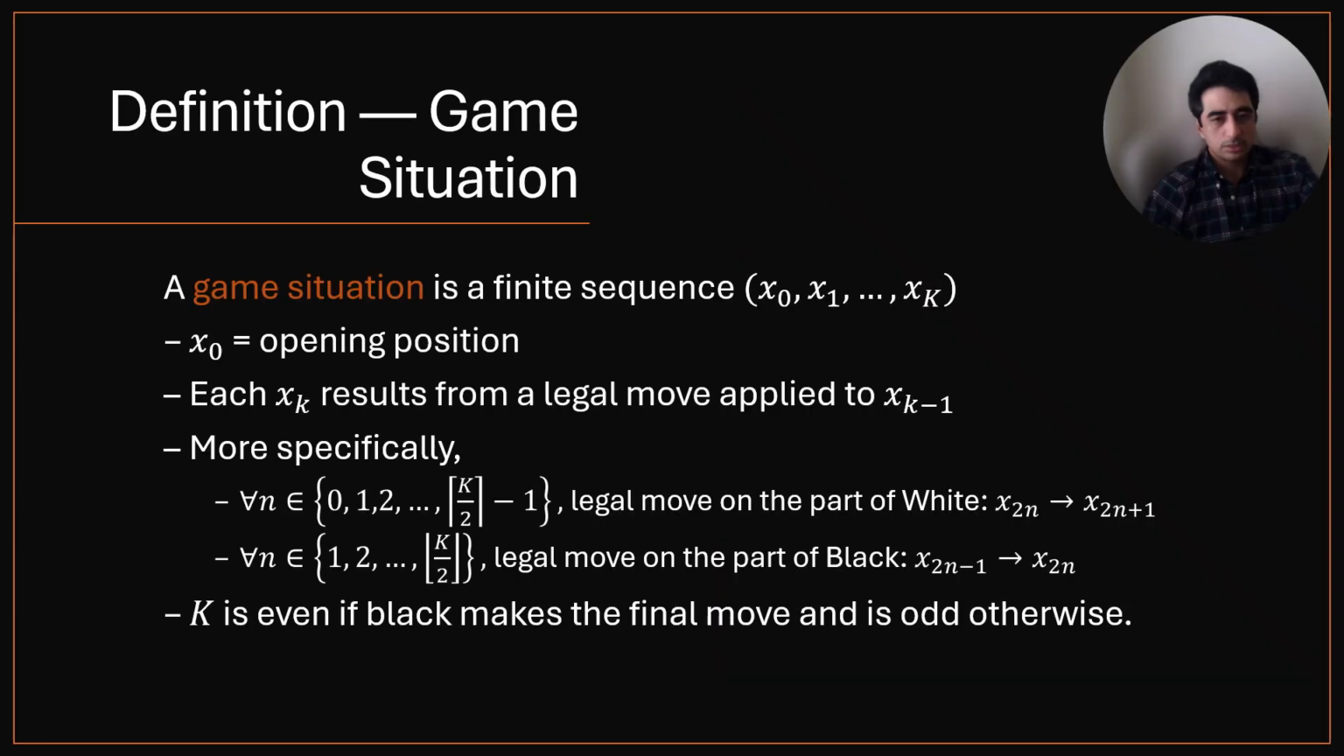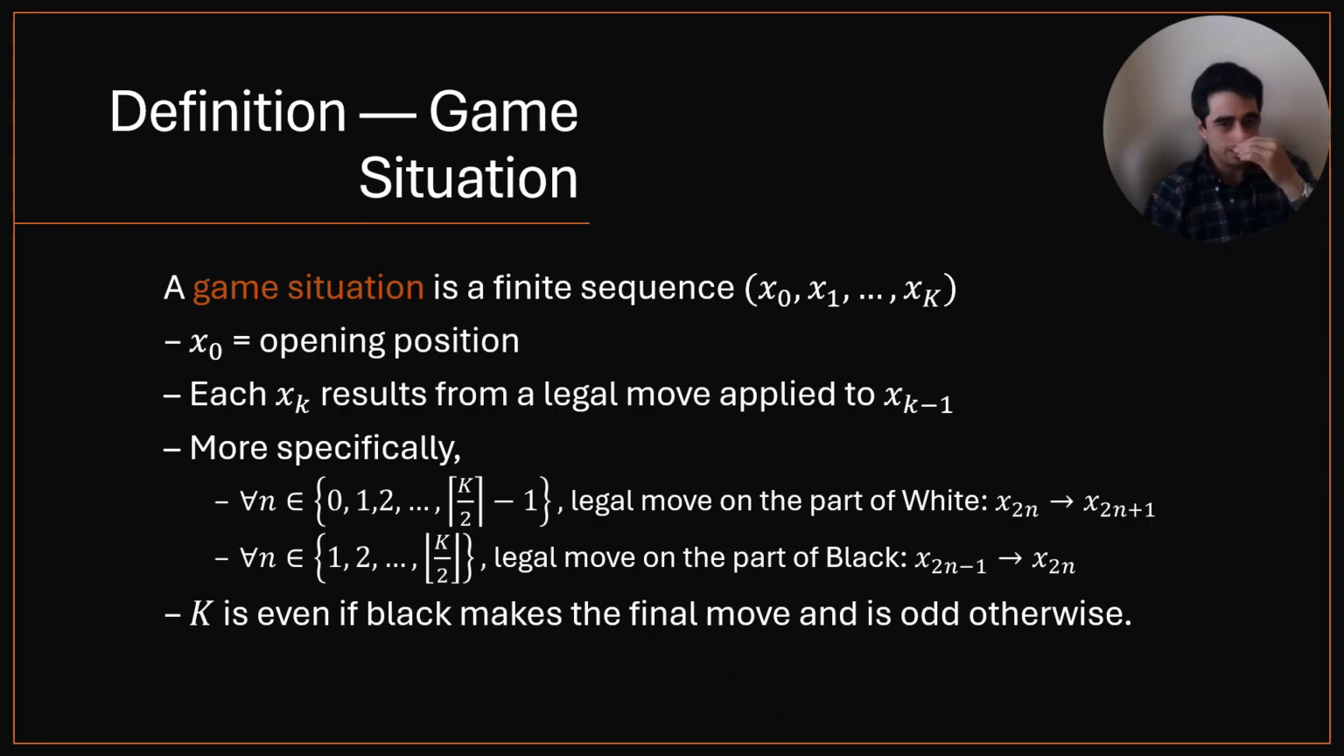All right, so let's define the game situation in a more formal fashion for the game of chess. This is a definition that can be extended to some similar games as well. A game situation is a finite sequence like the one that you see, x0, x1, all the way to xk, where x0 is the opening position, and each xk in this sequence results from a legal move applied to the previous situation.